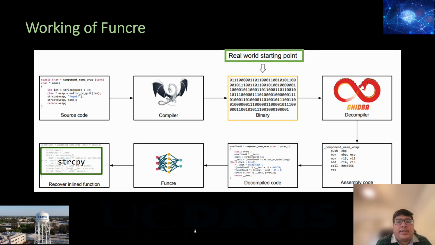And this decompiled version is the pseudo-C version of the original source code, but we can see that because of function inlining, some function calls are always missing in the decompiled version. And in this case, Funky can help us. Funky can work on top of that decompiled version and detect some inline functions like string copy for us.